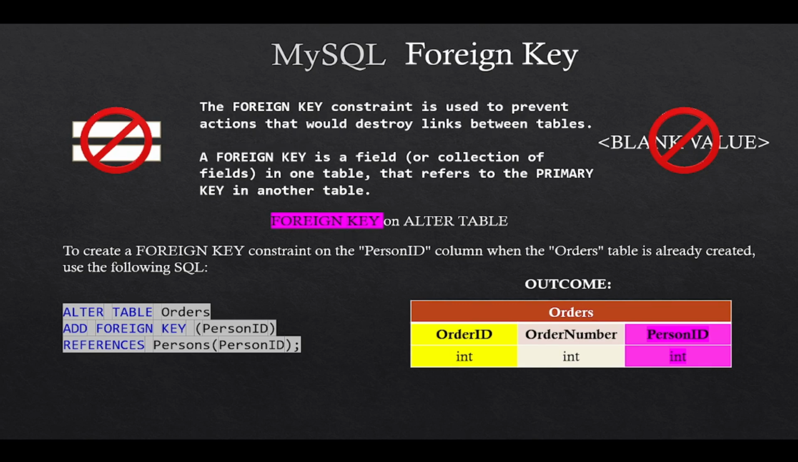So when the table is already created, this code alters the orders table and adds a foreign key on the person ID column. We get references from the persons table on the person ID column.